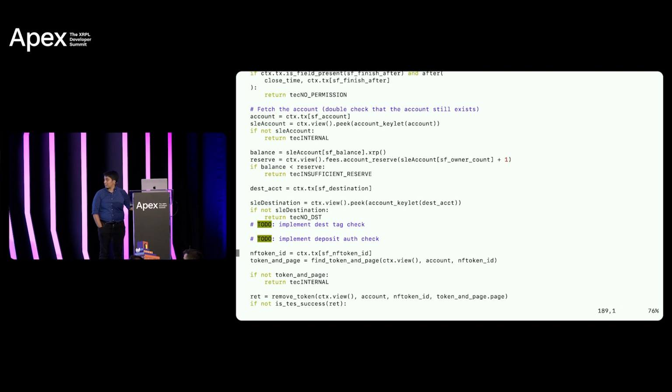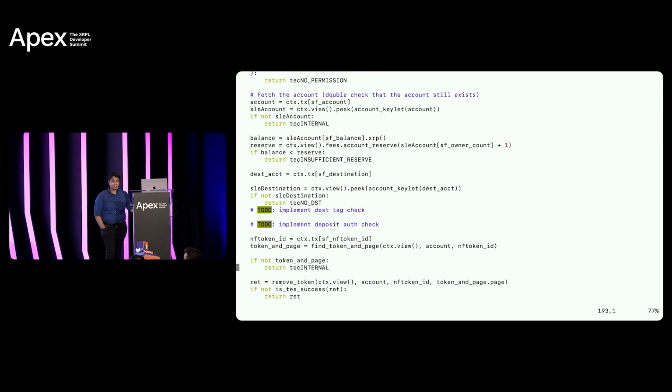And then now we can actually get to the NFT. Actually, just stop me at any point if you have questions, by the way. Yeah, so then you get the NFT ID from your transaction. You get the token and the actual token info and the NFT page that it's on, so you can remove it from this function. And if that doesn't exist, you throw another error.